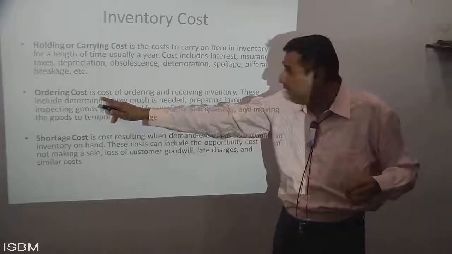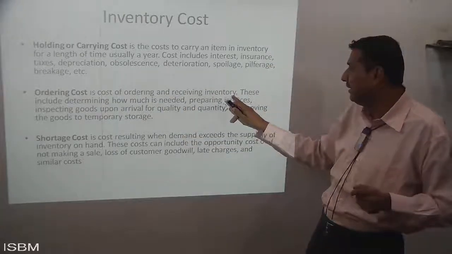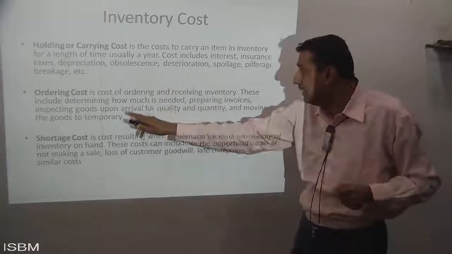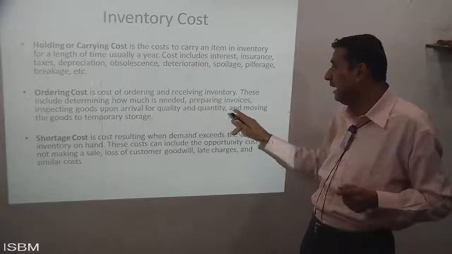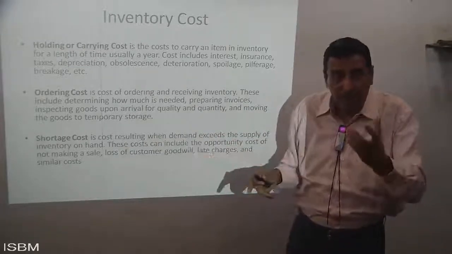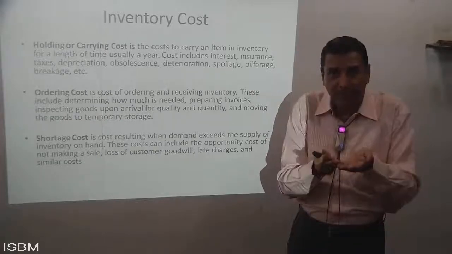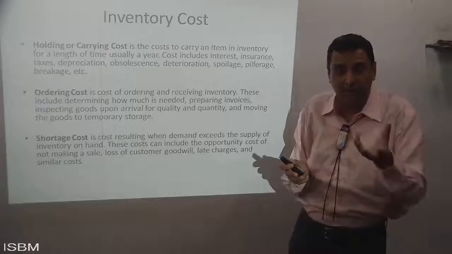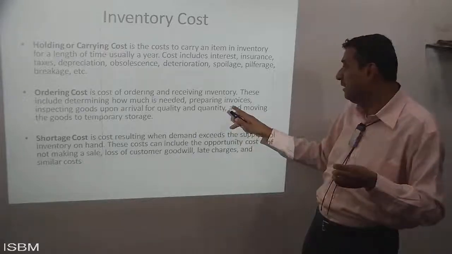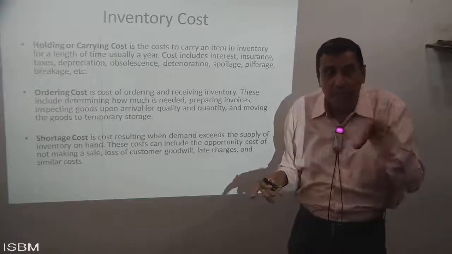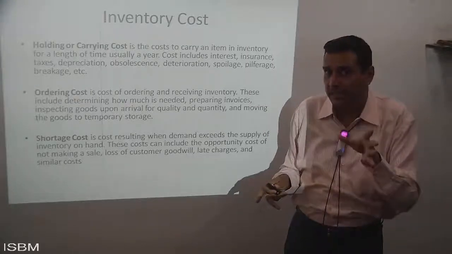Then the ordering cost. Ordering cost is the cost of ordering and receiving the inventory. These include determining how much is needed, preparing invoices, inspecting goods on arrival for quality and quantity, and moving the goods to temporary storage. It includes engaging a number of people for preparing the invoices, for transporting from one godown to another, and inspecting the goods. You appoint quality control personnel who will inspect the quality of the raw material at a particular interval.